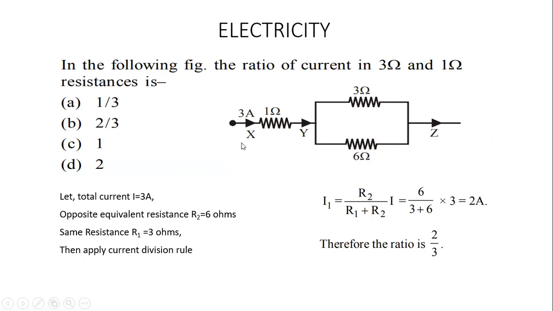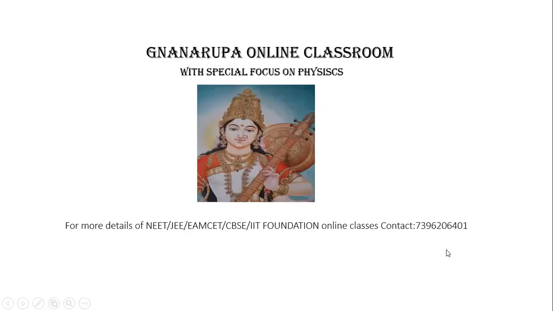So we know the current passing through the 1 ohm is 3 amperes. Then the current passing through the 3 ohms, we obtained, is 2 amperes. So the ratio of the 3 ohm current to the 1 ohm current is 2 amperes by 3 amperes, that is equal to 2 by 3. So this is a simple concept of the current division rule.